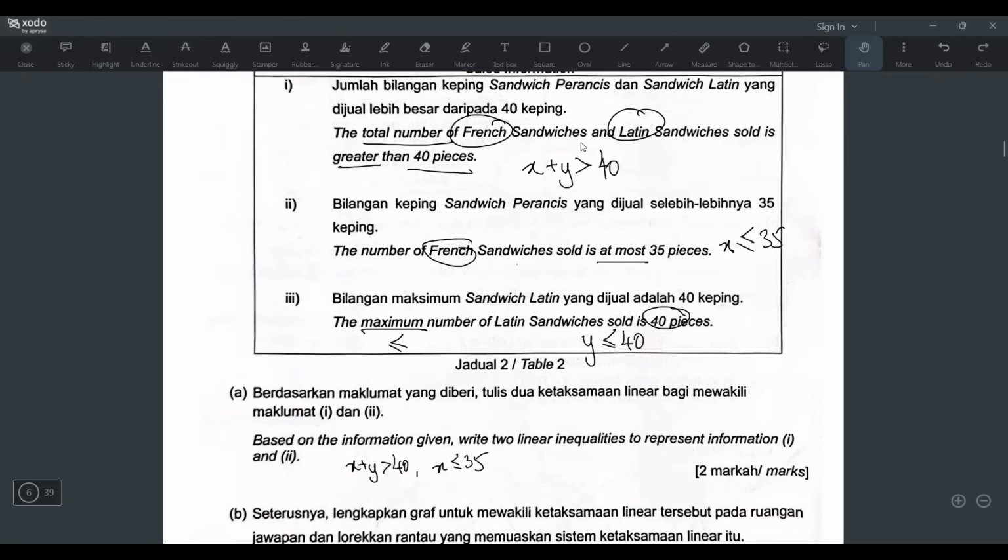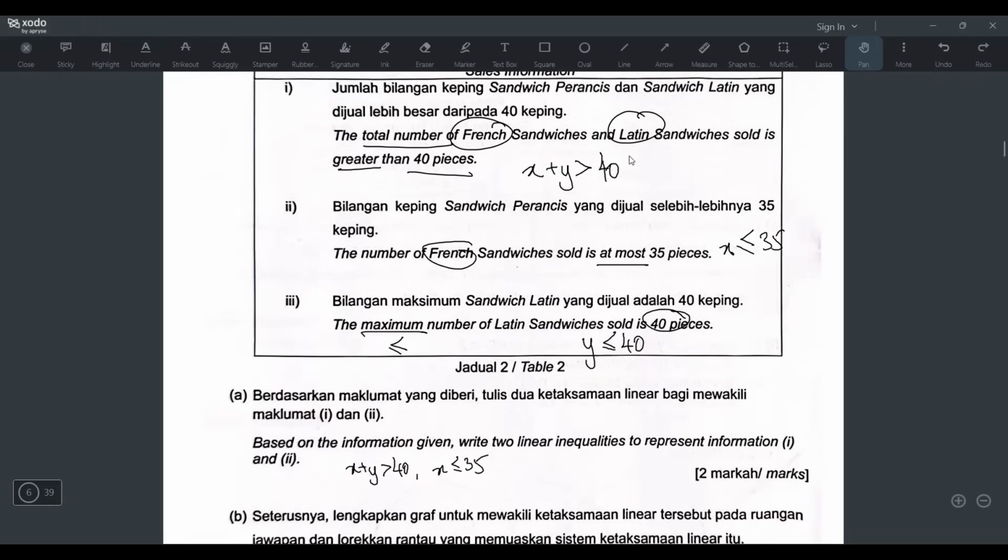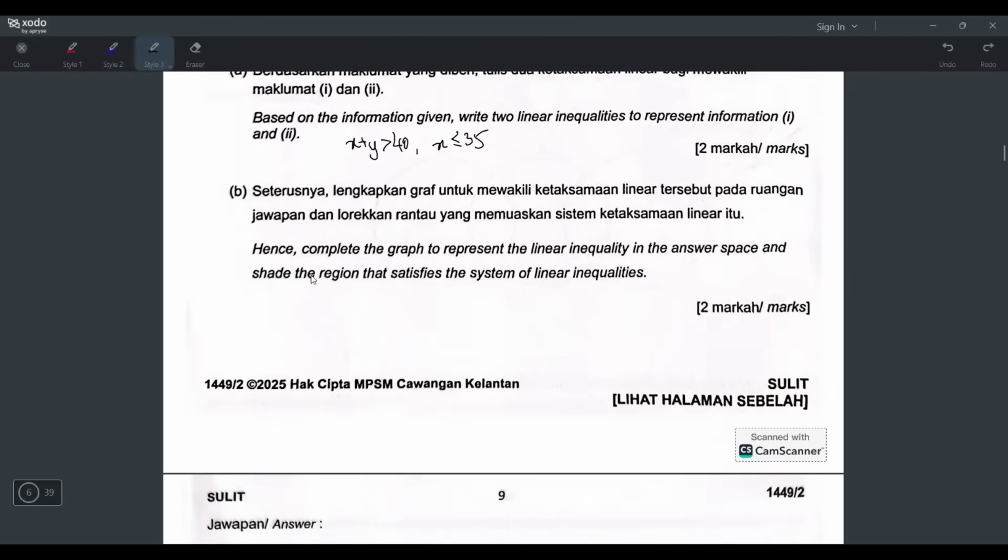Then what about an equation that has x and y? This one will be a slanted line. So x equals 35 and y equals 40, they already drew for me. There's one more line we need to draw ourselves, x plus y equals 40. So what I will do, don't look at the bigger smaller symbol first, change it to equal first, and then find out 2 coordinates, and then plot and draw the line.